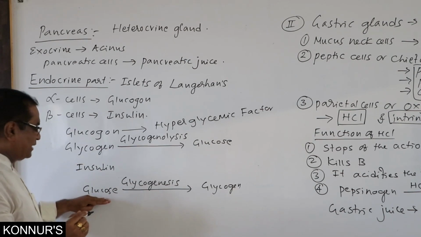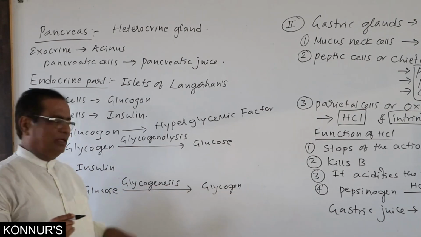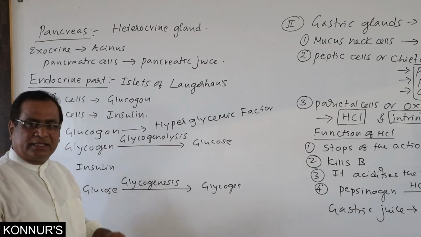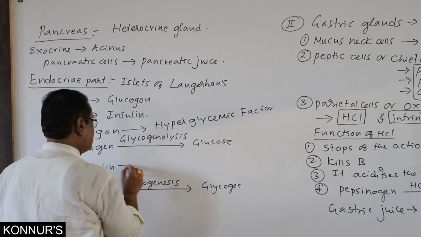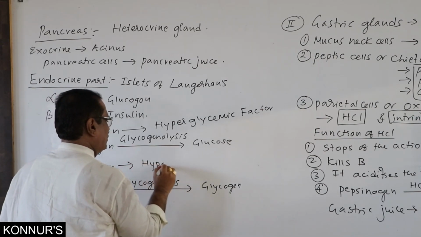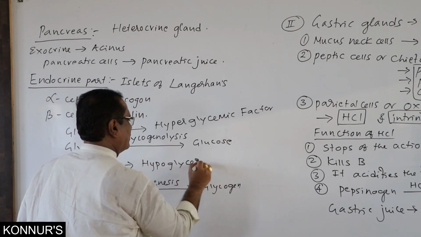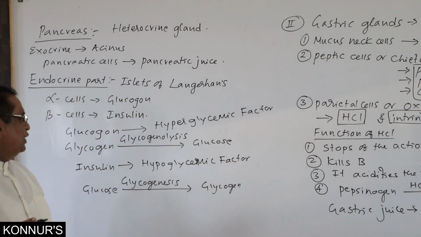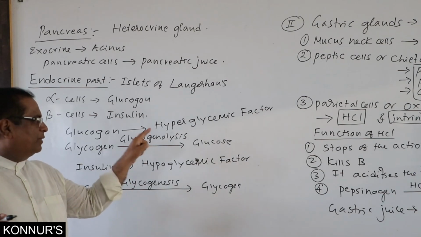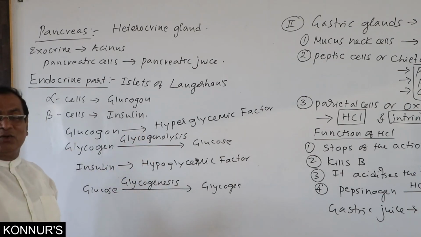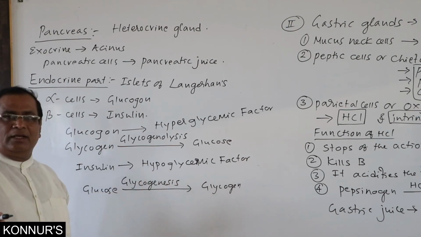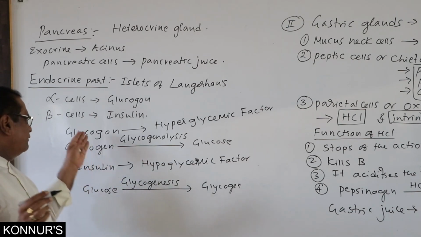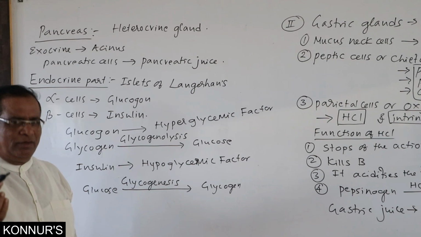Insulin, as glucose is more, is converted into glycogen. By the action of insulin, what has happened? The glucose level is decreased, so that it is considered as hypoglycemic factor. Which of the following is a hyperglycemic factor? That is glucagon. Which of the following is a hypoglycemic factor? Insulin. Instead of asking the factor, they can ask the process.